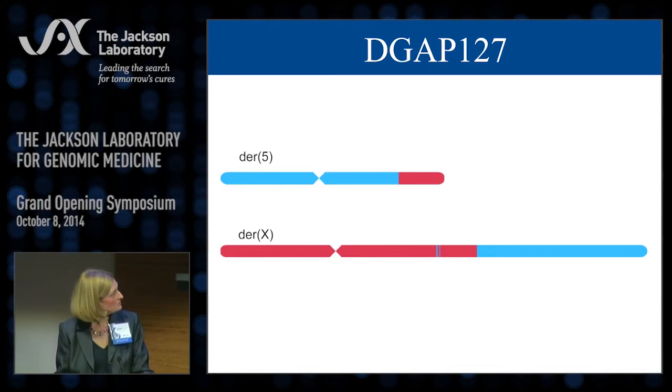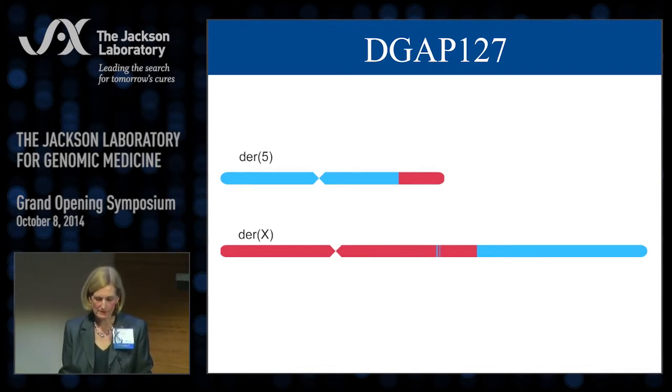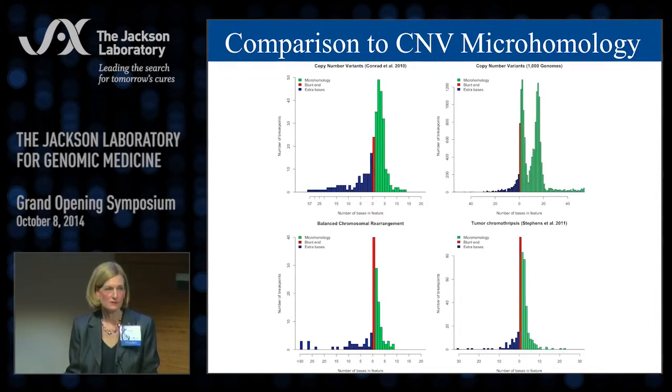So what we've also learned in studying and thinking about the structural rearrangements is that these are really non-homologous end-joining rearrangements, as compared to the types of rearrangements that we're familiar with from copy number variant rearrangements that are recurrent, that include microhomology.